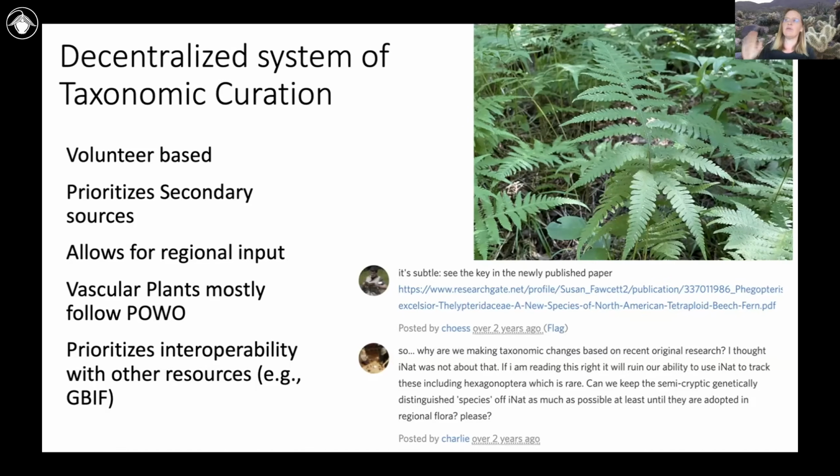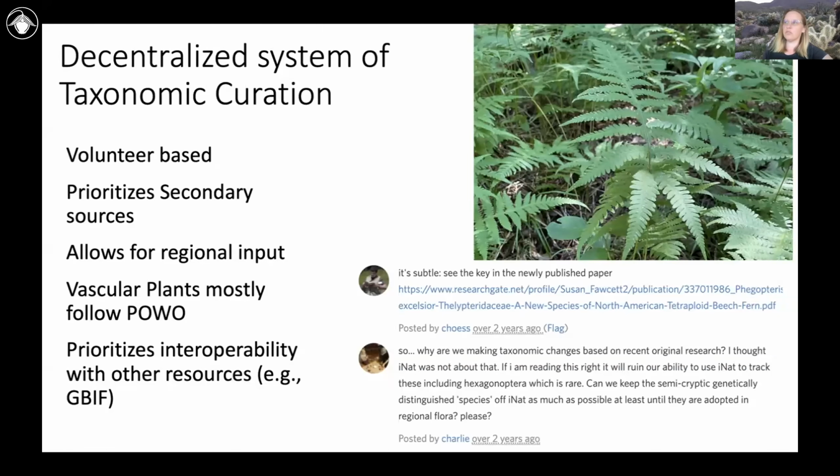So the taxonomic framework has been moving more closely towards adopting Plants of the World Online, which is the Kew taxonomy. But there are some exceptions. In California, it tends to follow the Jepson manual, and that's in large part because there's a lot of curators here, especially for taxa that are endemic to California.